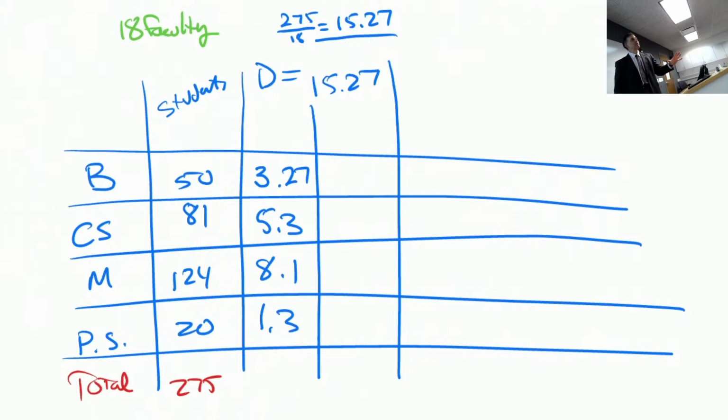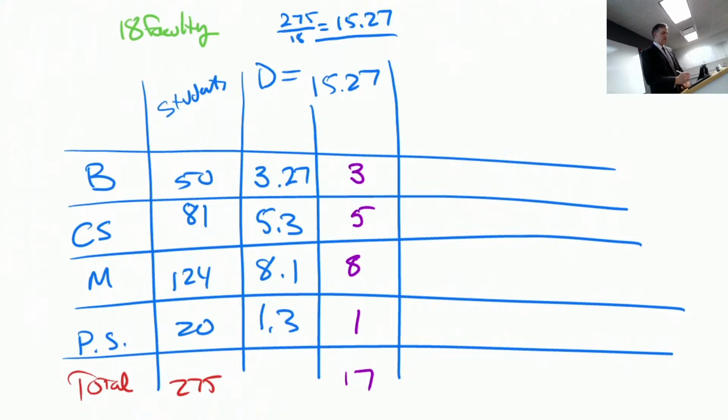So Webster's method says round in the normal way. Now, when you look at this, you say, hey, we're going to round the normal way. And the normal way means that everyone below 0.5 goes down, everyone above 0.5 goes up. And so after rounding, you get 3, 5, 8, and 1. And when you add that up, you get a total of 17. So that was too few.